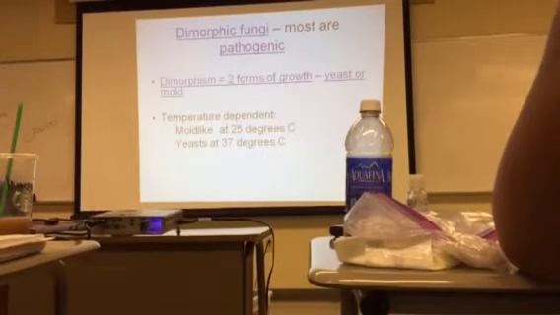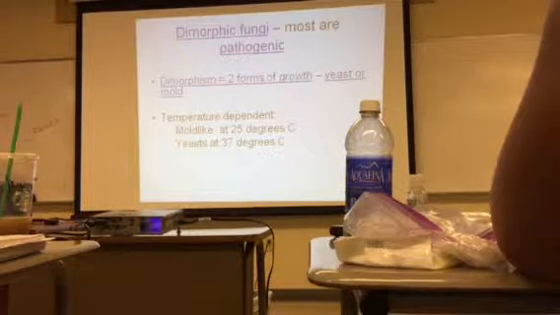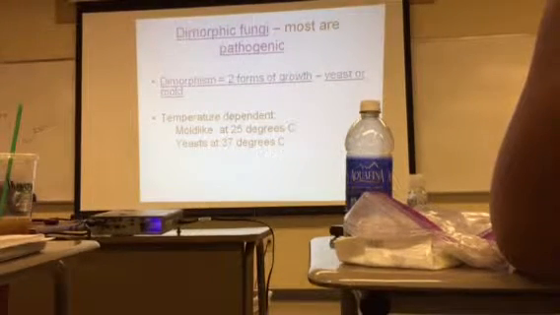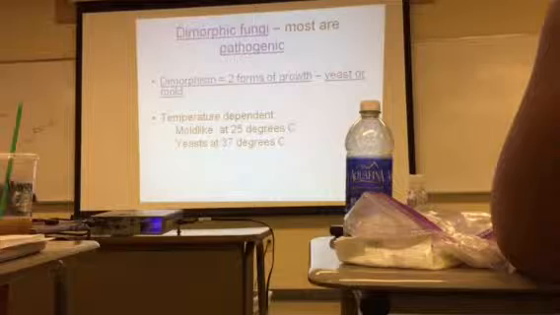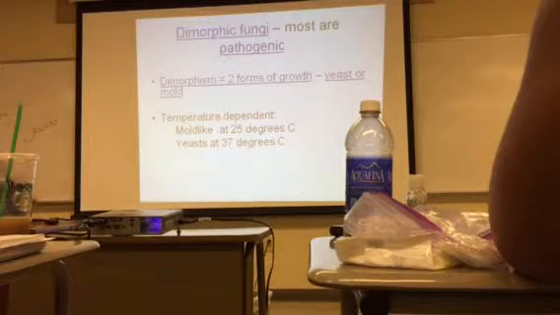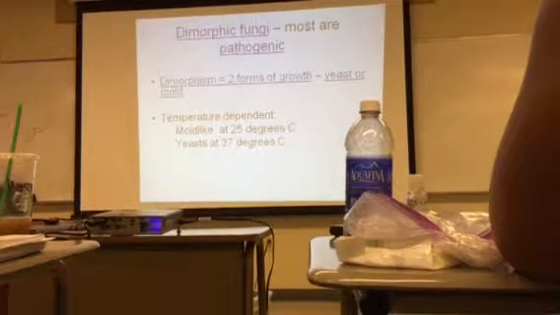Dimorphic fungi, most of those are pathogenic. Dimorphism, di means two, so that means that it has two forms that it can grow in. It can either grow as a yeast or as a mold. So it will grow as a mold if it's at room temperature. 25 degrees Celsius is about room temperature. But it will grow as a yeast if it's at 37 degrees Celsius. What else is around 37 degrees Celsius? Your body.